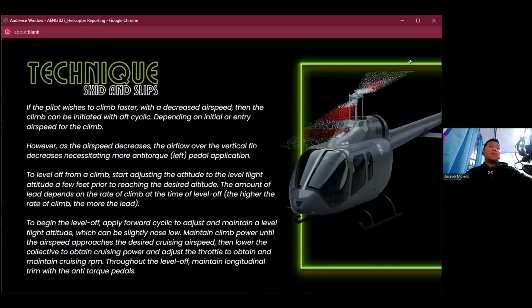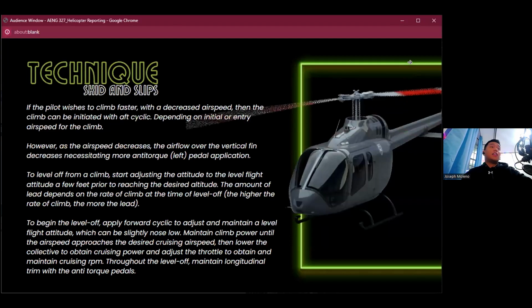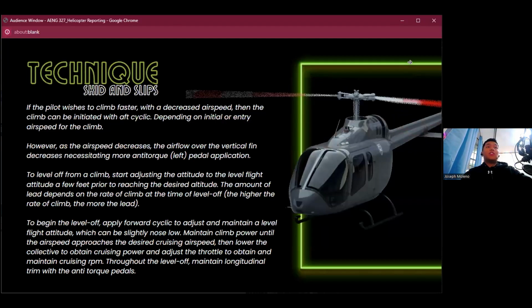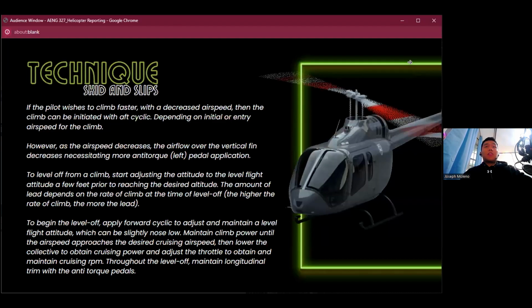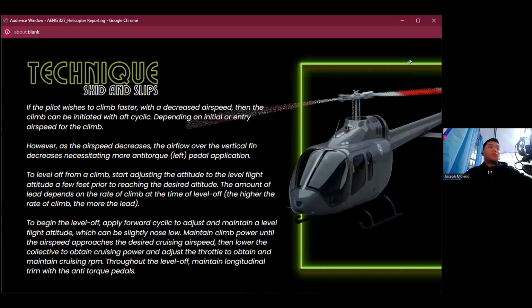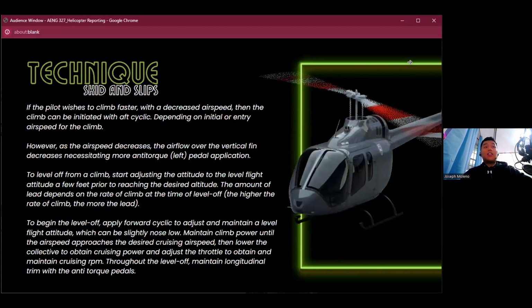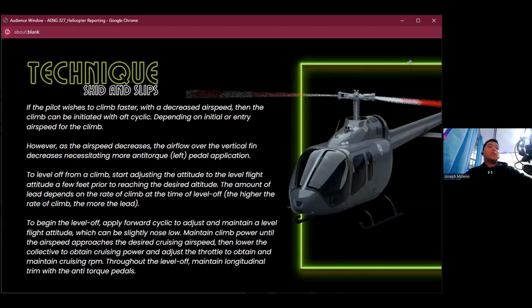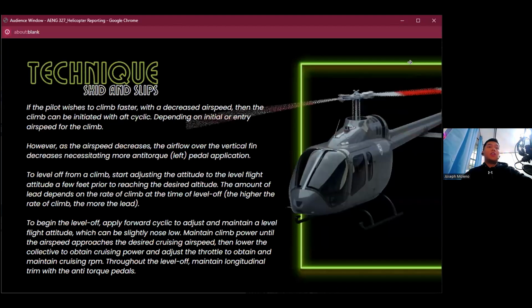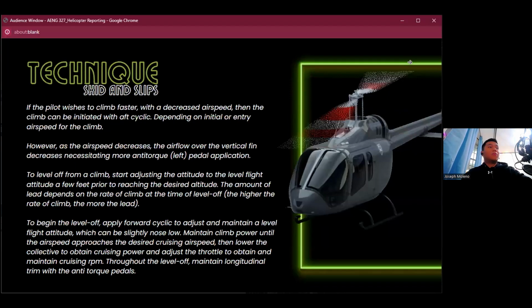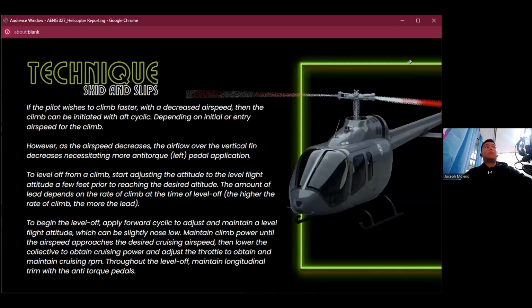To level off from a climb, start adjusting the attitude to the level flight attitude a few feet prior to reaching the desired altitude. The amount of lead depends on the rate of climb and the time of level off. So to begin the level off, apply forward cyclic to adjust and maintain a level flight attitude, which can be slightly nose low, maintaining climb power until the airspeed approaches the desired cruising airspeed. Then lower the collective to obtain cruising power and adjust the throttle to maintain cruising RPM.